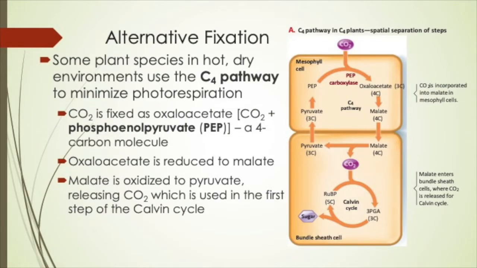And then you have alternative fixation. So there's alternative ways for plants to handle that type of photorespiration. Some plant species in these hot, dry environments use what's called a C4 pathway. So normal plants have a C3 pathway. This is a C4 pathway. CO2 is fixed as oxaloacetate. This is CO2 and phosphoenolpyruvate, or PEP, as a carbon 4 molecule, a 4-carbon molecule.